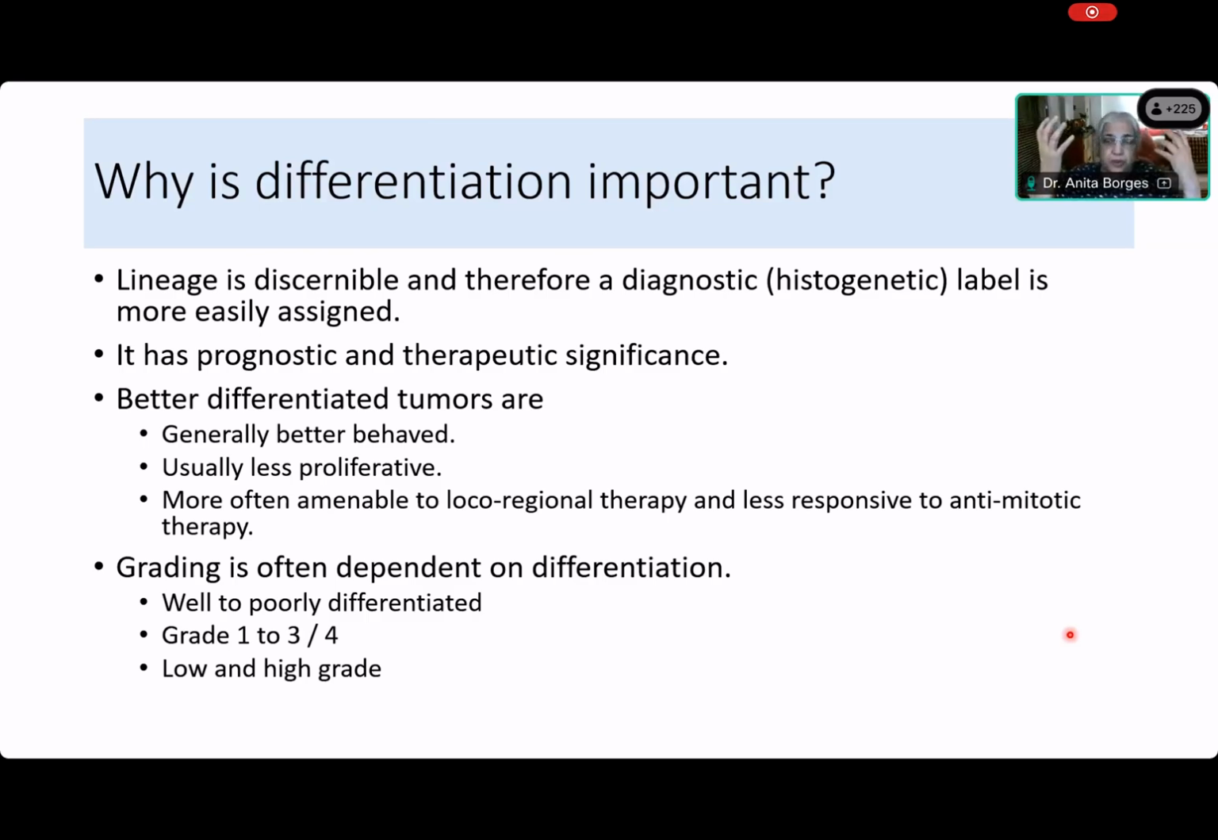As far as is possible, there are some tumors that respond better to certain kinds of therapies than others. A well-differentiated tumor may have a better prognosis, but it may not respond as well to the same kind of therapy to which a poorly differentiated tumor will respond. Like for instance, chemotherapy.